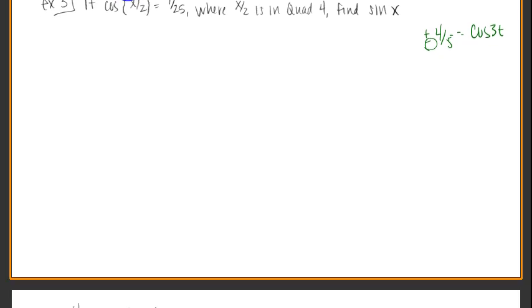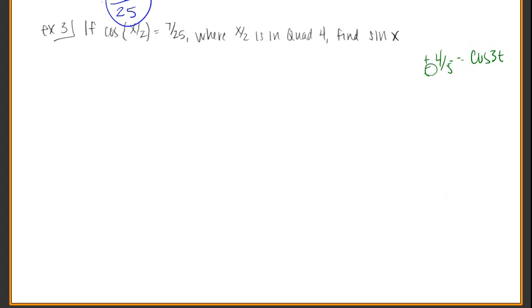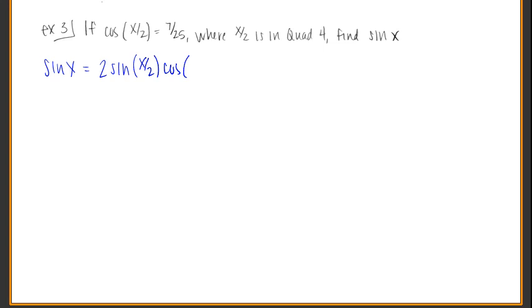Alright, let's go to the last one on this page. In this one, we want to know that if the cosine of x over 2 is 7/25, and our angle is in quadrant 4, we want to find the sine of x. Okay, so sine of x is equal to 2 times the sine of half of x, which is x over 2, and then cosine of half of that, which is x over 2. Okay, we know cosine, they give that to us, so 2 times the sine of x over 2 times the cosine of x over 2, which is 7/25.